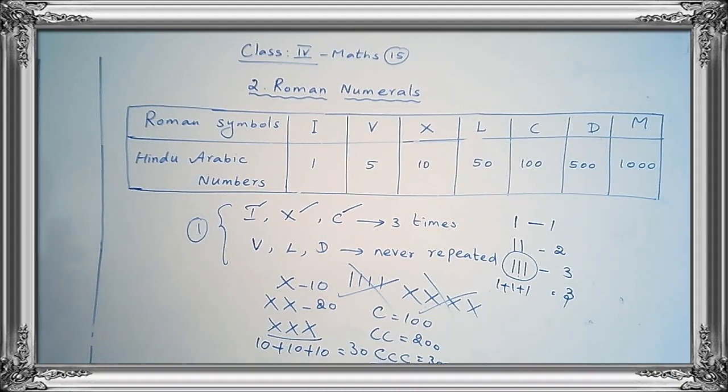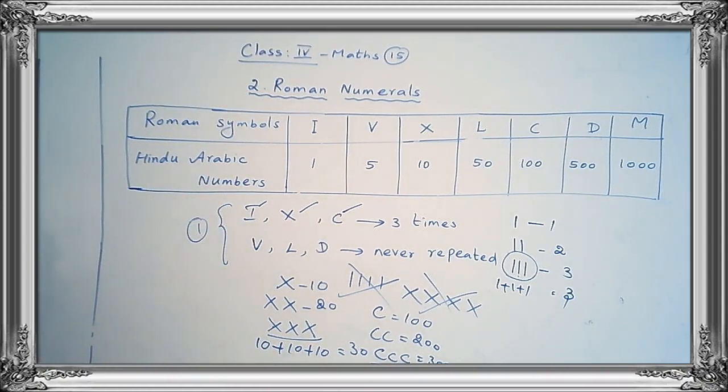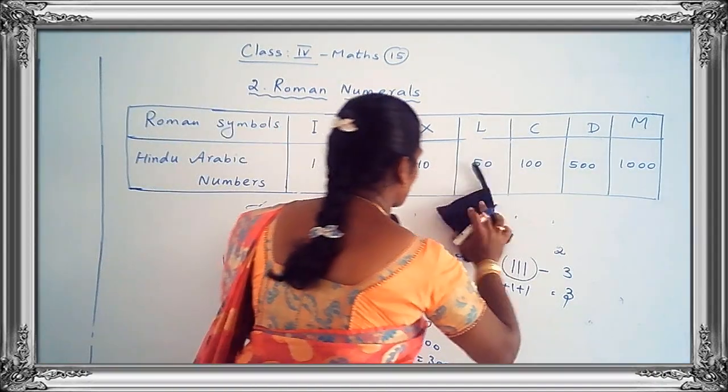So don't forget, your first rule is the symbols I, X, C are repeated only 3 times. Okay. And V, L, D are never repeated. That means V, L, D cannot be repeated for more than once. Okay children? Are you clear? Yes. Now you come to the second rule. First rule is finished.